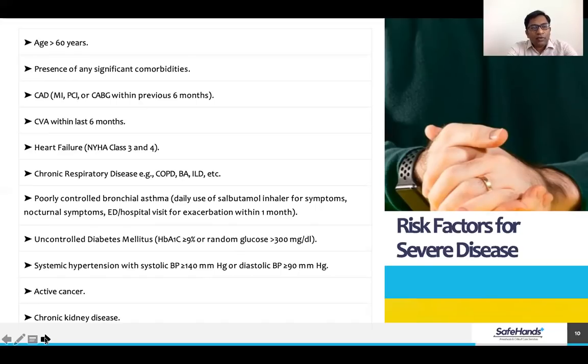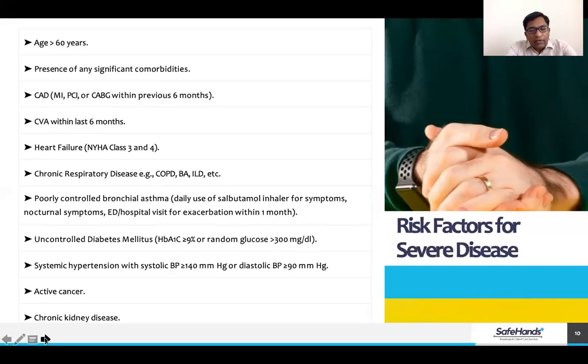Presence of any significant comorbidities, as I said, like coronary artery disease, patients with history of myocardial infarction, PCI, or CABG within the previous 6 months. Cerebrovascular accident within the last 6 months, heart failure with NYHA class 3 and class 4, chronic respiratory disease, that is COPD, bronchial asthma, interstitial lung disease, etc. Poorly controlled bronchial asthma, daily use of salbutamol inhalers for symptoms or nocturnal symptoms. Patients with hospital visits for exacerbation within the last 1 month.